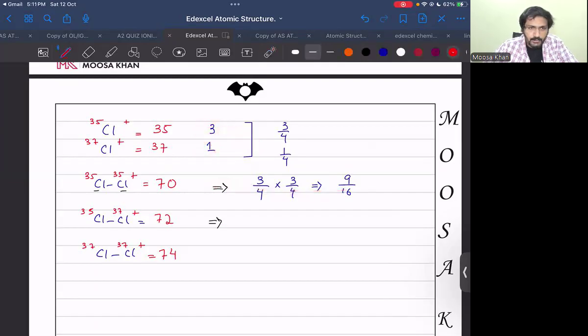So for the second molecular ion peak, if the first isotope of chlorine in this molecule has the mass number 35, so the chances or probability of this isotope would be 3/4. But the other isotope has to be 1/4. Right? I hope it clears.